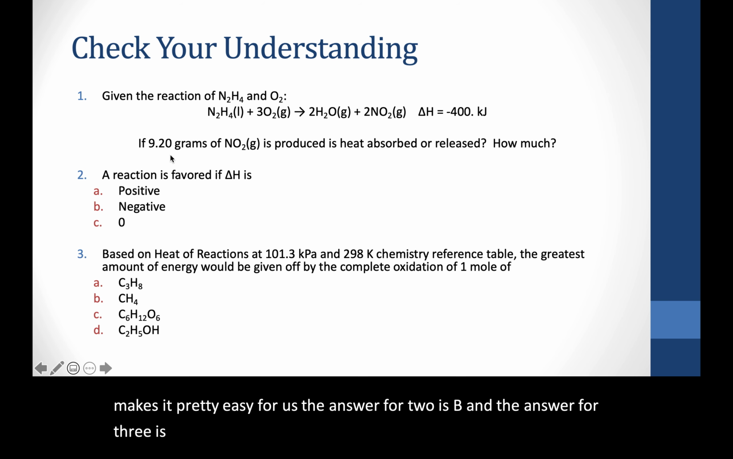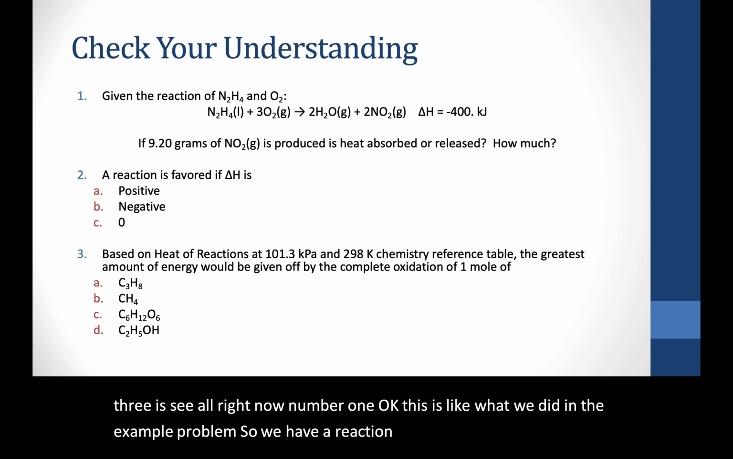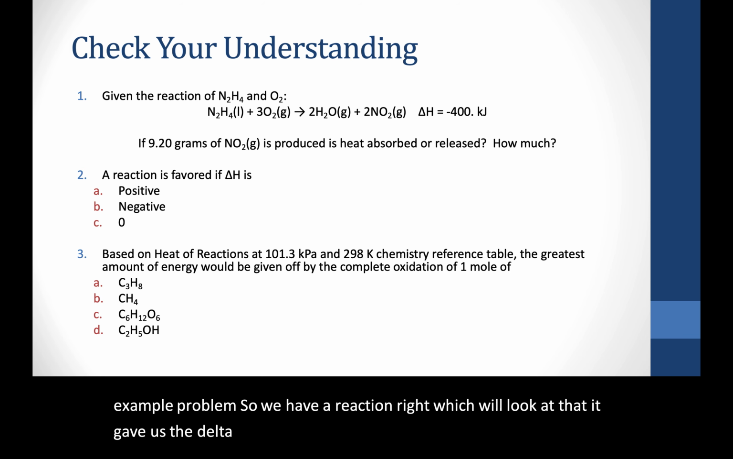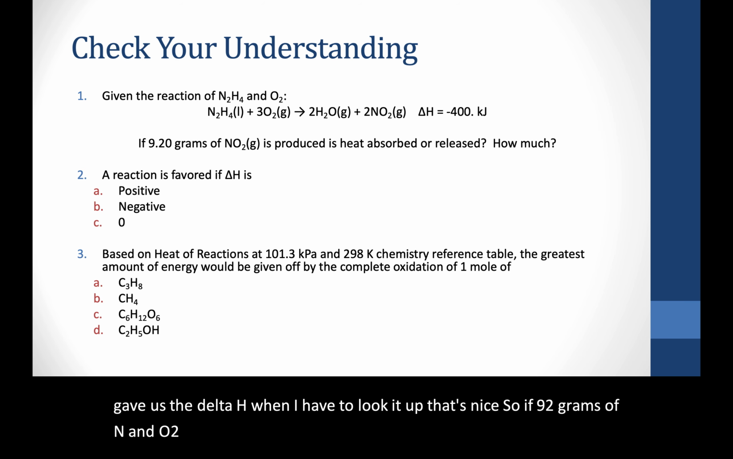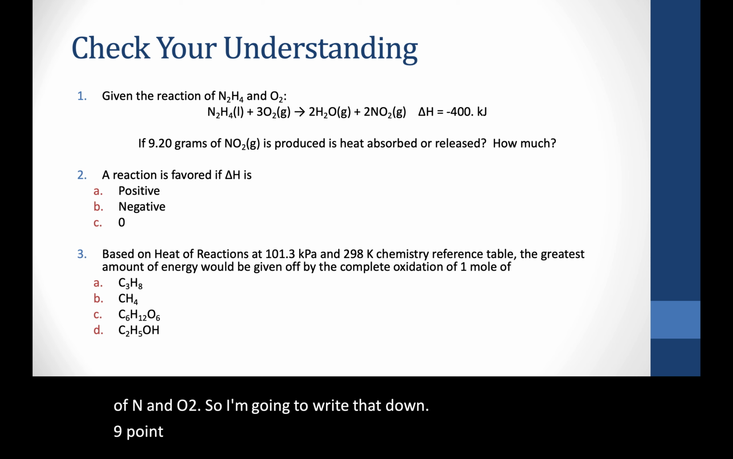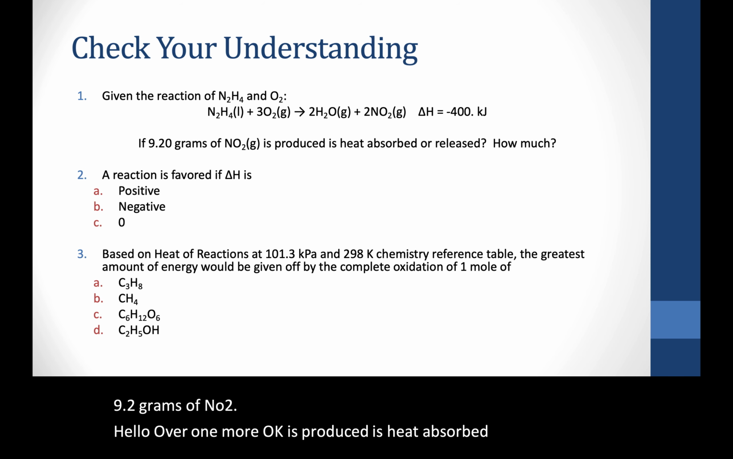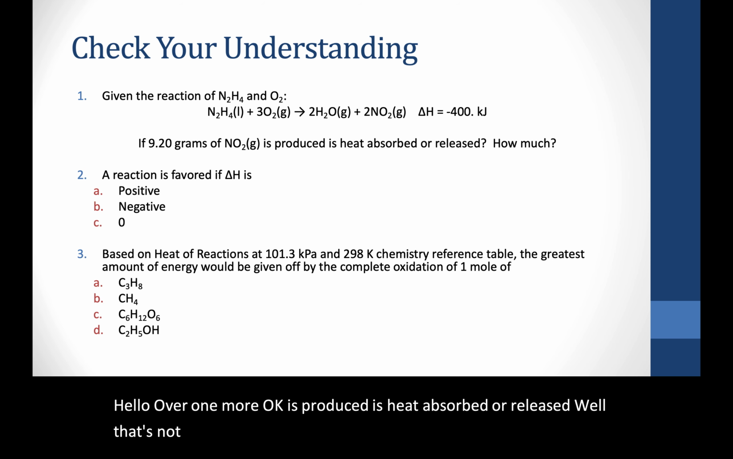All right, and now number 1. Okay, this is like what we did in the example problem. So we have a reaction, right? Oh, look at that, it gave us the delta H. We don't even have to look it up. That's nice. So if 9.2 grams of NO2, so I'm going to write that down, 9.2 grams of NO2, put it over 1, multiply, okay, is produced, is heat absorbed or released? Oh, well, that's not even a math question yet.